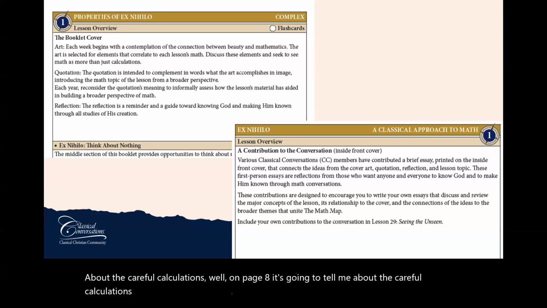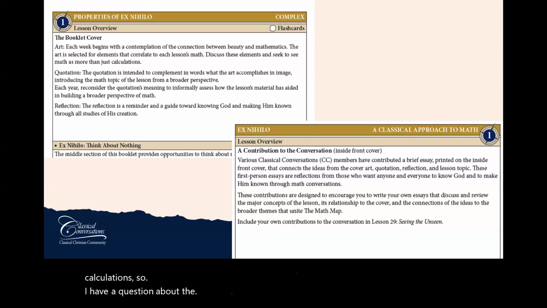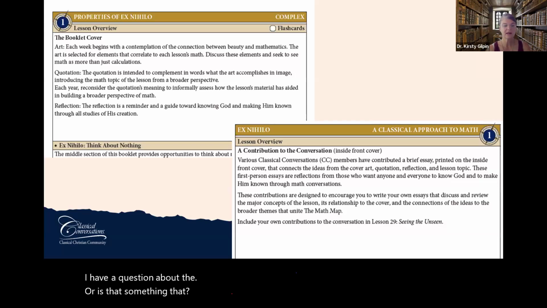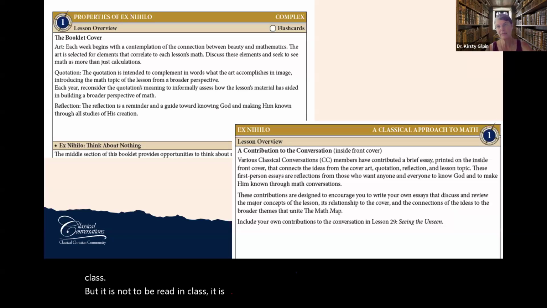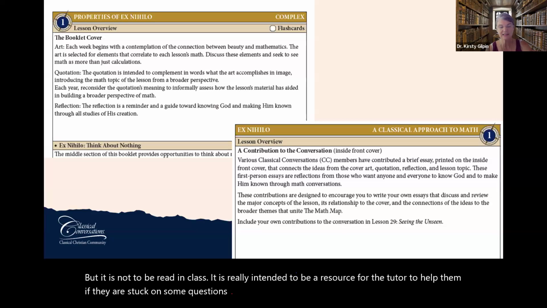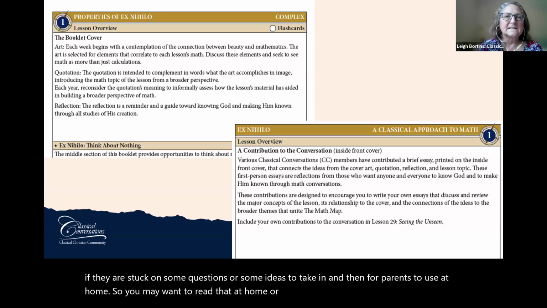I have a question about the contribution to the conversation. Is that something that the directors will be doing in class with the students, or is that meant to be done at home with the parent? A director may have read that and may use it to give them some questions in class, but it is not to be read in class. It is really intended to be a resource for the tutor if they're stuck on some questions or need some ideas, and then for parents to use at home. So you may want to read that at home. Or again, Kirsty, make the connection. A lot of people will look at the covers and won't know what to say about them.